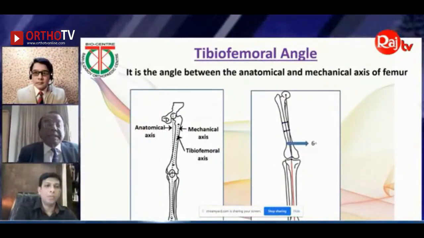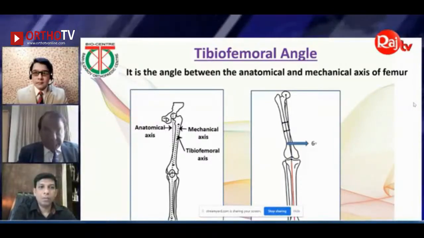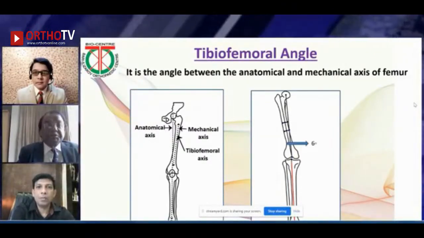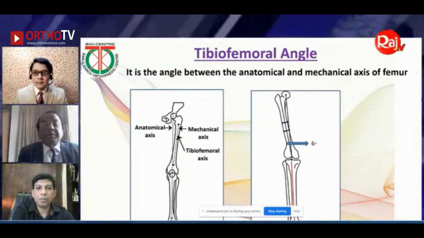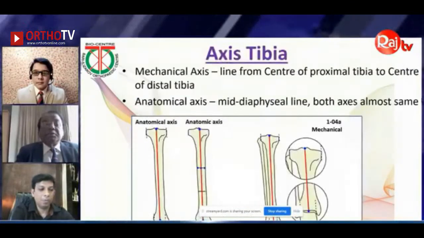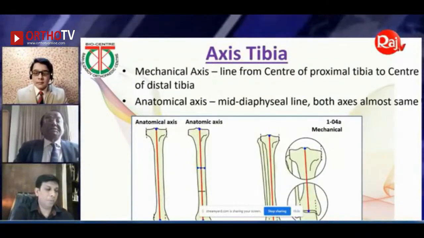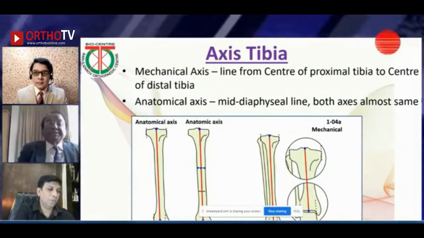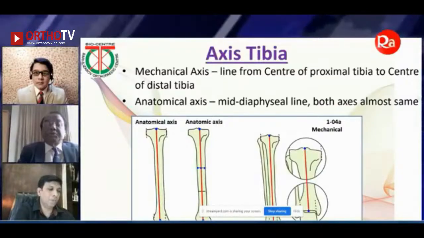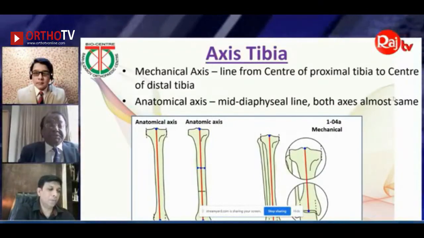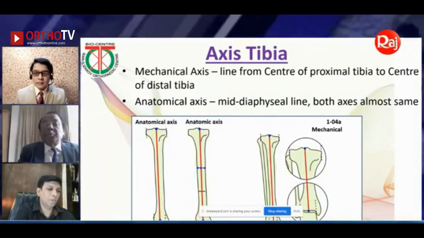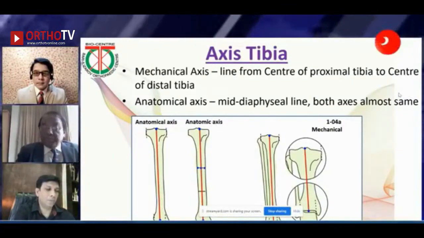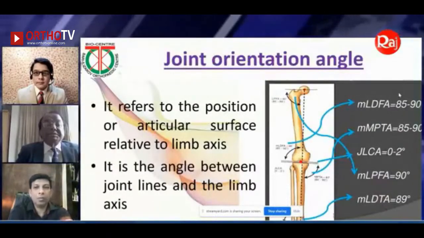And the tibiofemoral angle, if you think about this, is the angle between the anatomical and mechanical axis of the femur, that is 6 degrees on average. Axis of the tibia: the mechanical axis is the line from the center of the proximal tibia to the center of the distal tibia. In the anatomical axis, the mid-diaphyseal line, both these axes are almost the same, anatomical and mechanical axis.